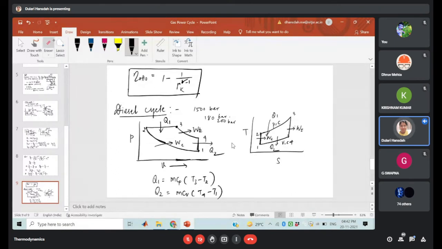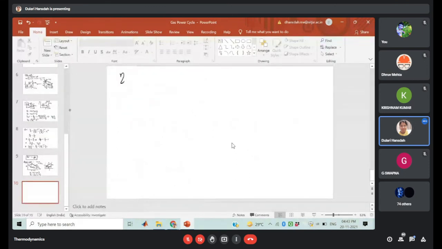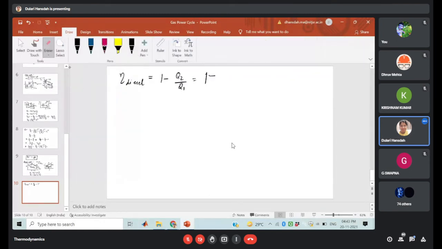Okay. So next we have to find out what will be the efficiency of the diesel cycle. Okay. So our heat engine formula is 1 minus Q2 upon Q1. This can be written as 1 minus m Cv (T4 minus T1), right? Then it is the heat addition m Cp (T3 minus T2). Okay, so this will be the efficiency of the diesel engine.